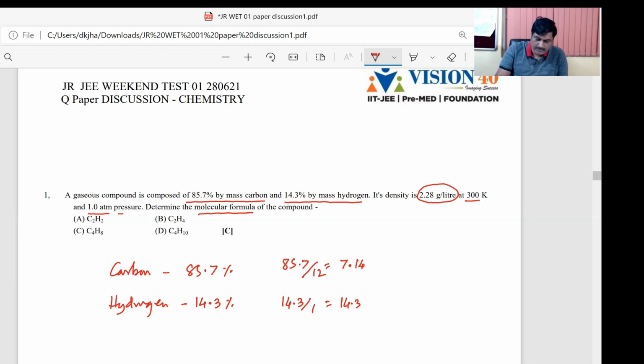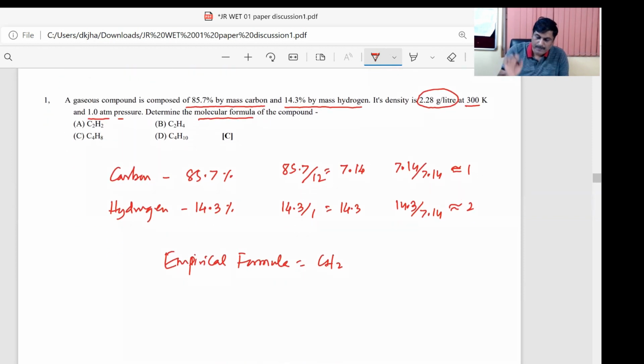We take here the simple ratio. For that, the simple number is 7.14. So 7.14 divided by 7.14, and 14.3 divided by 7.14. This one you take approximately 2, and this is exactly equal to 1. So 1 and 2, empirical formula. Empirical formula is what? CH2. Fine. Empirical formula is CH2.